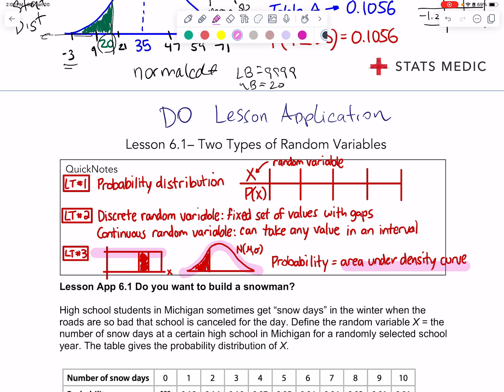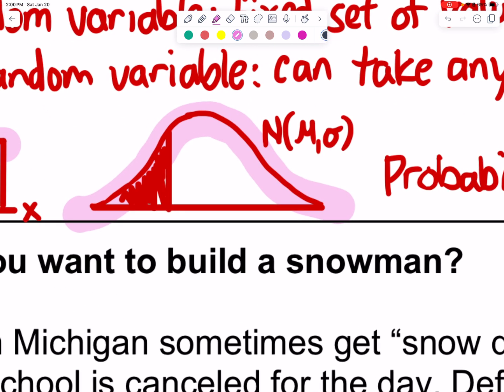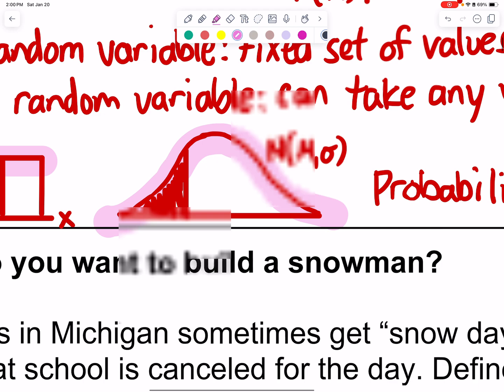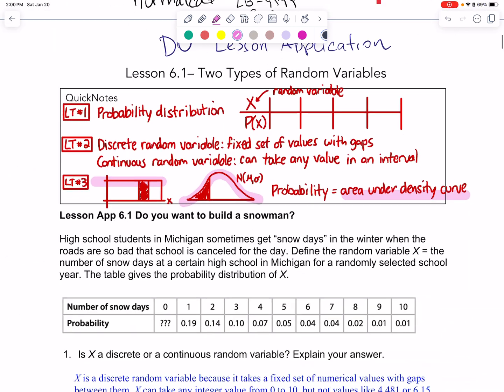And the probability is just the area under the density curve. So what I'm looking for when I'm asking what's the probability, is that if I threw a dart at this, what's the probability I'm going to hit this red shaded area if I was for sure going to hit the graph itself. And that's just the probability. It's just seeing the area that's shaded under the curve.